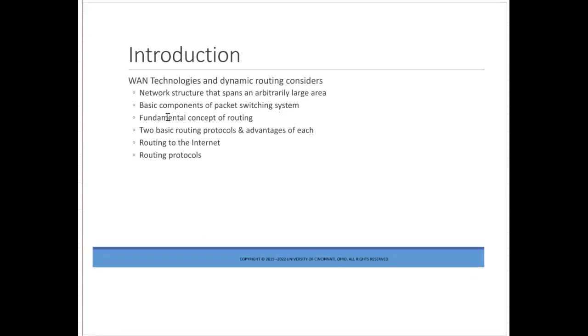During this module, we will discuss the structure of a network that spans an arbitrarily large area and describe the basic components used to build a packet switching system. We will also cover dynamic routing and explain the fundamental concept of routing by presenting the two basic routing protocols, link state routing and distance vector routing, and cover the advantages of each and their use on the internet.